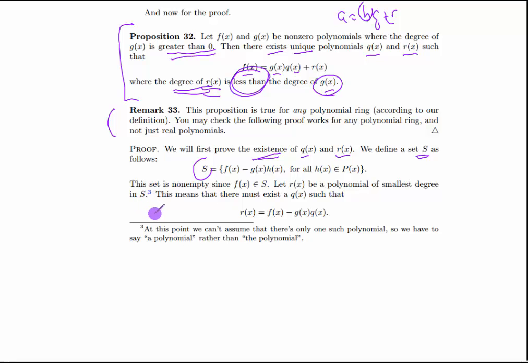Why is that? Well, if it's not f itself, then if there's some polynomial smaller than f, the smallest it can be is 1 or 0. So there must be one of smallest degree. This means there must exist a q. For this particular r, there must exist a q such that r of x equals f of x minus g of x, q of x, because that's the definition of elements of S. If r is in S, it must have this form.